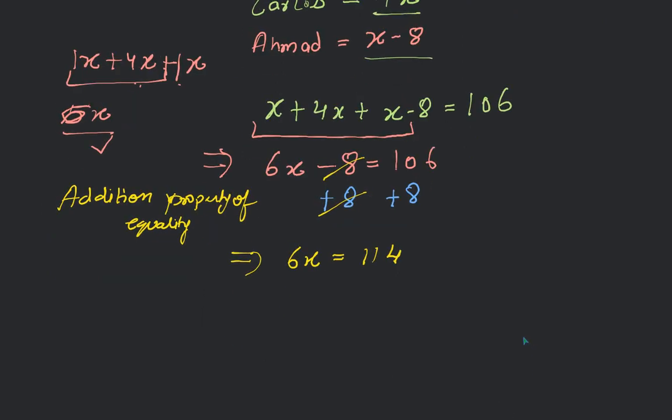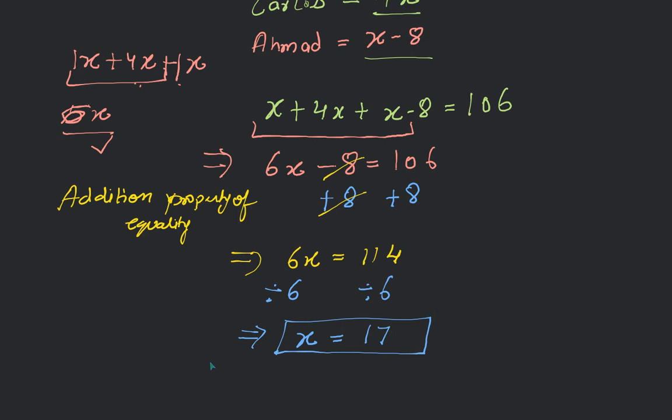Now we have to keep on applying the addition property, or division property of equality, or subtraction property of equality if it is required. So we can divide both the sides by 6 so that we only have the variable x and its value. 6 divided by 6 will give us 1, and 114 divided by 6 is equal to 50. No, 114 divided by 6 is equal to 19. Sorry.